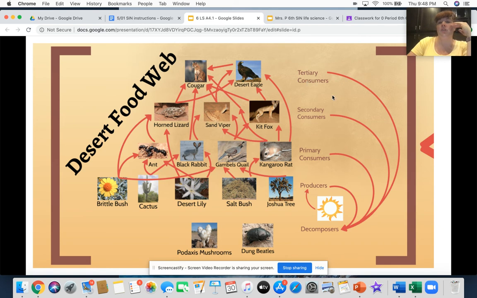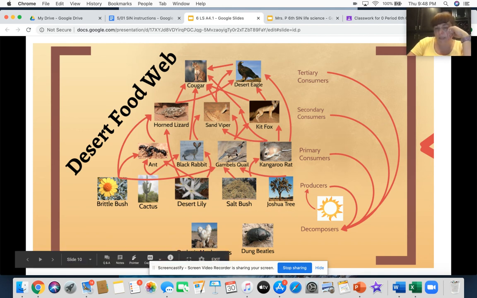Okay, and then tertiary consumers, these are the top of the food web. So the cougar eats all of these. The desert eagle, he can eat all of these. But remember I told you it was a cycle? So it all comes back down here to the decomposers.